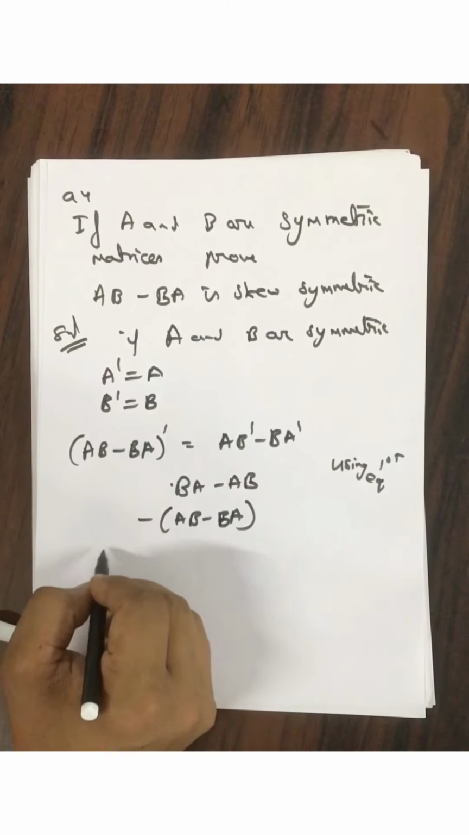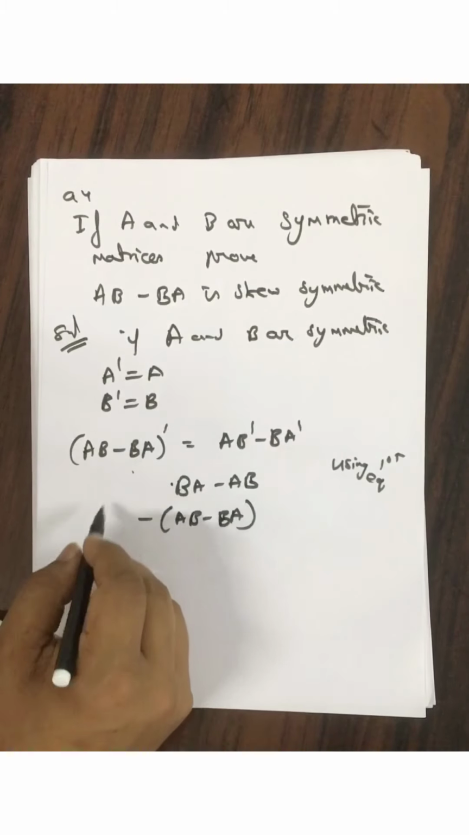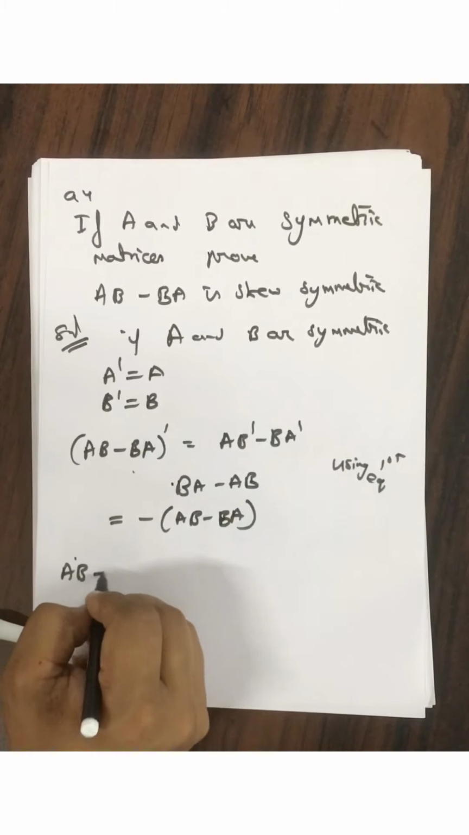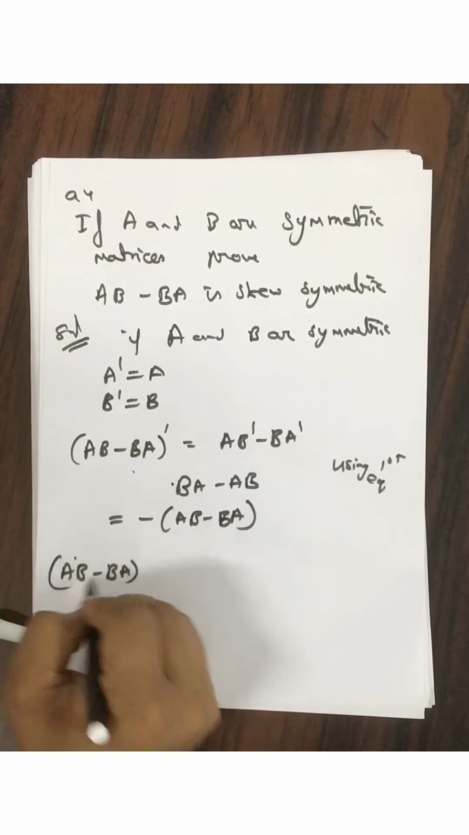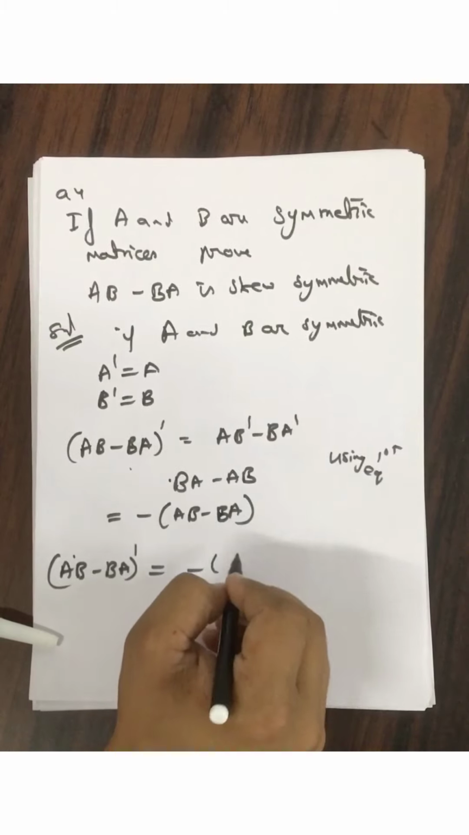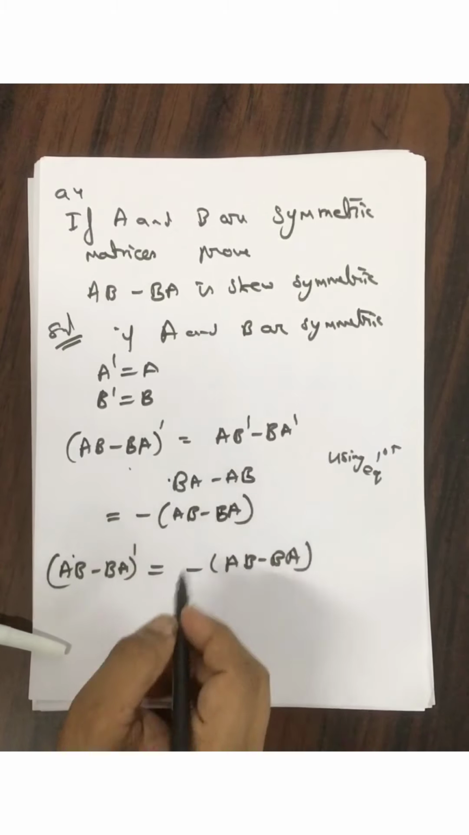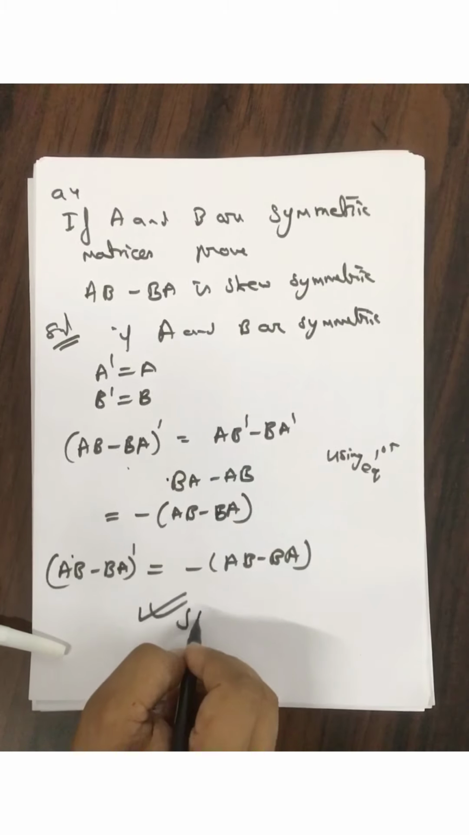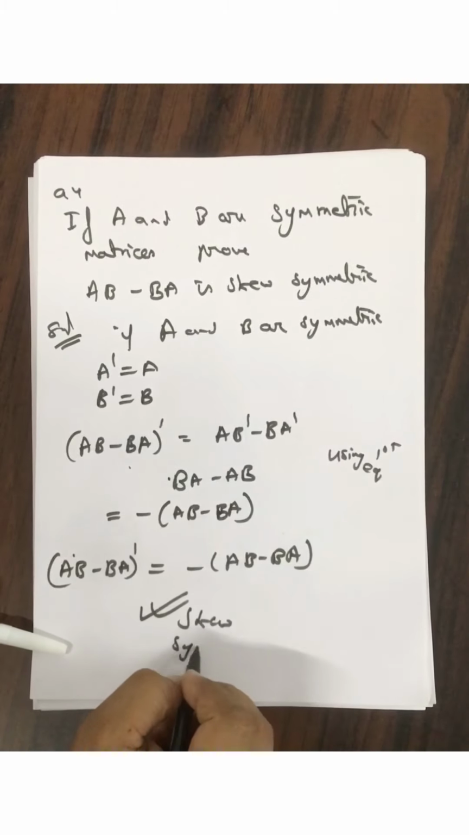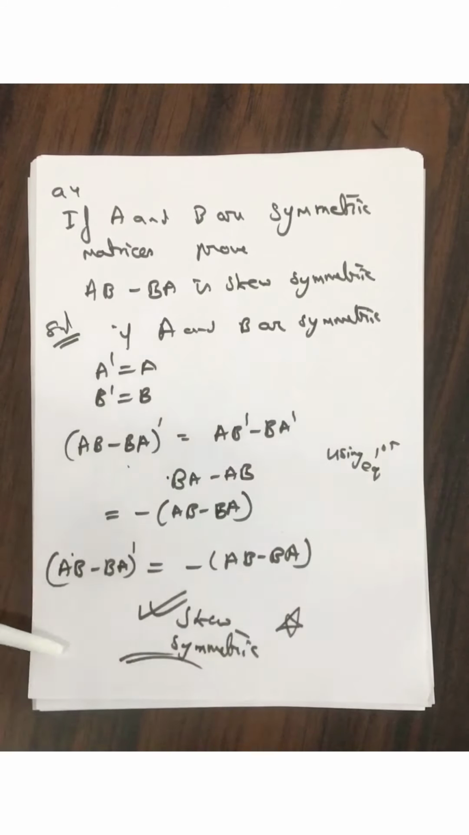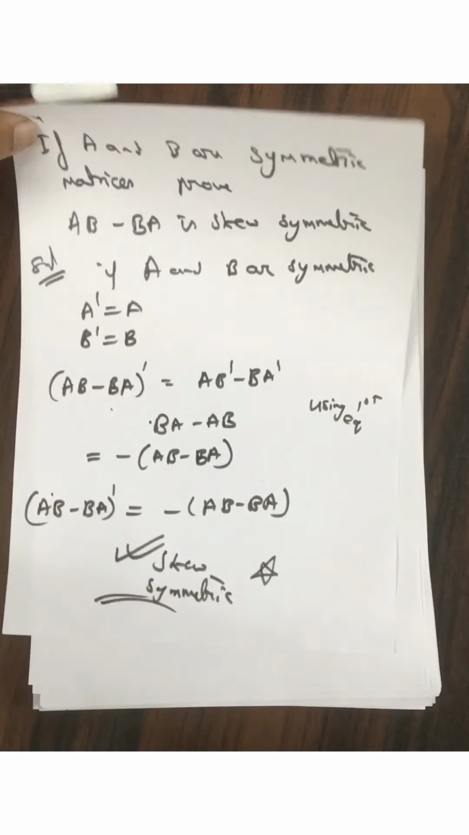So that's correct. So (AB minus BA) transpose equals minus of (AB minus BA). This was the definition of a skew symmetric. Skew symmetric. Clear? Simple. Let's move on to the next question.